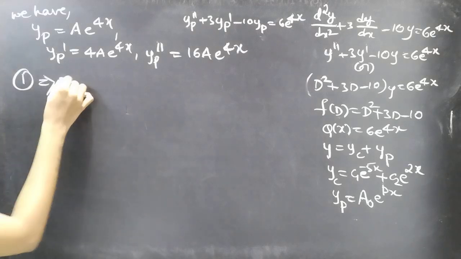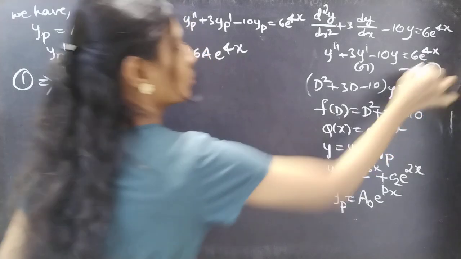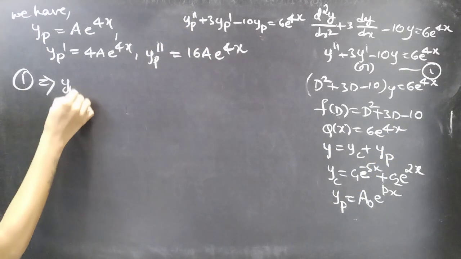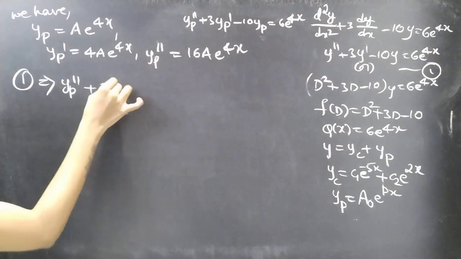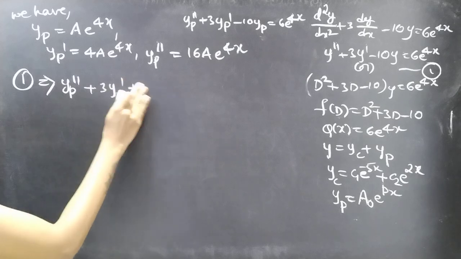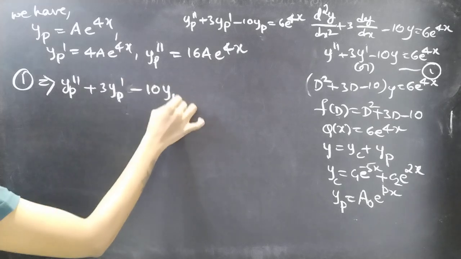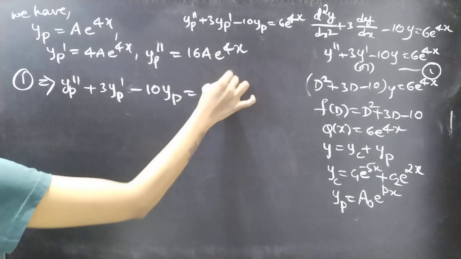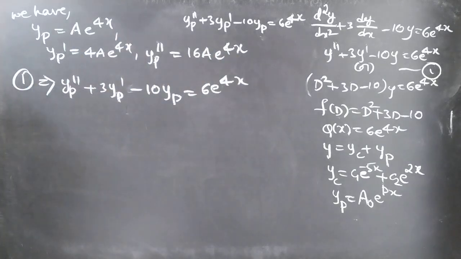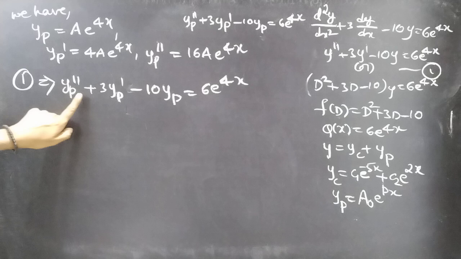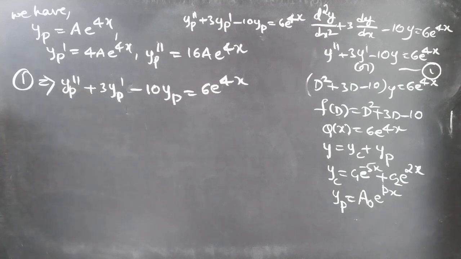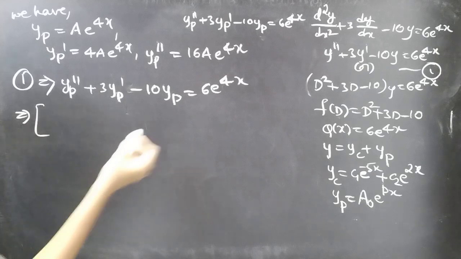We can write equation 1, that is the given equation, as yp double dash plus 3yp dash minus 10yp equal to 6 e power 4x. Since we have chosen yp such that it satisfies the given equation, because yp is also a solution to equation 1, we can write the given equation in terms of yp. Okay, no confusion.